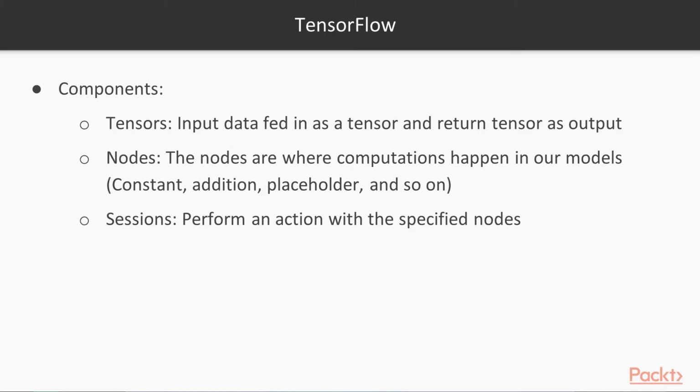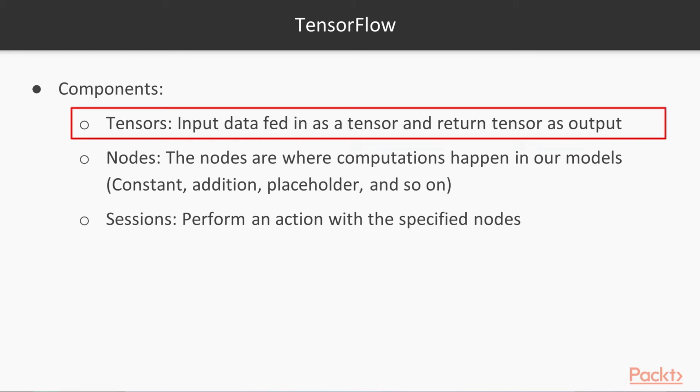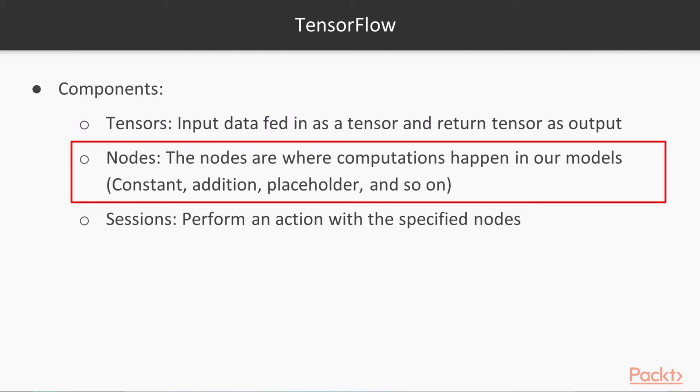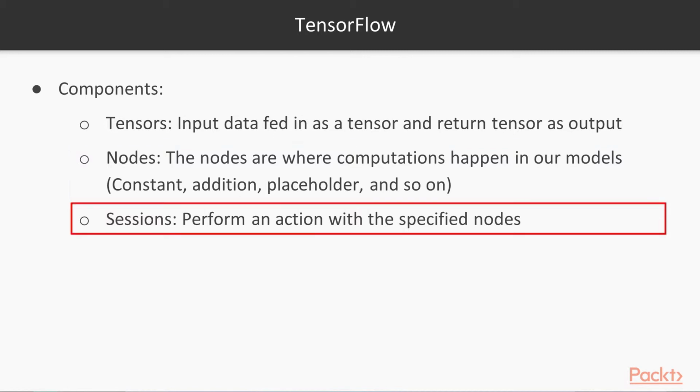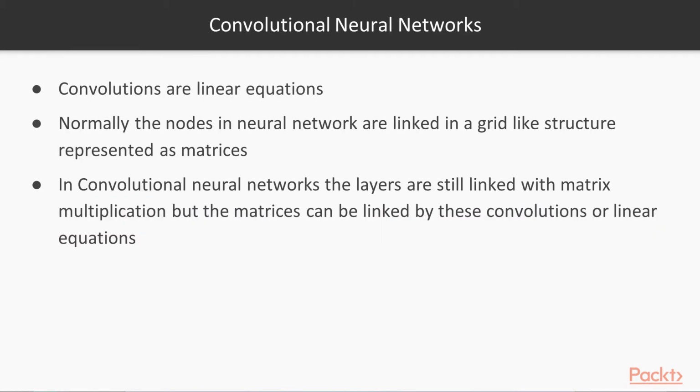The set of components required for TensorFlow to model its environment are tensors, nodes, and sessions. Tensors are similar to arrays and easily support higher dimensions than a data frame, minus the columns and indices, of course. You can leave the input data as tensors. The tensors are run through the nodes and steps of your model. There are different types of nodes. The nodes are where computations happen in our models, and sessions are a way of telling TensorFlow to do something with our nodes.